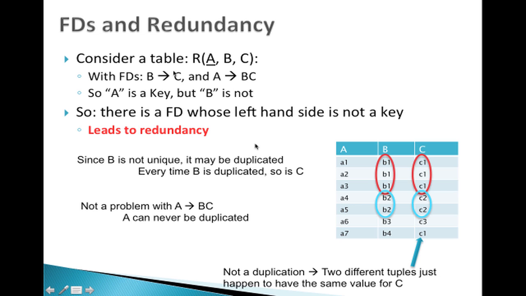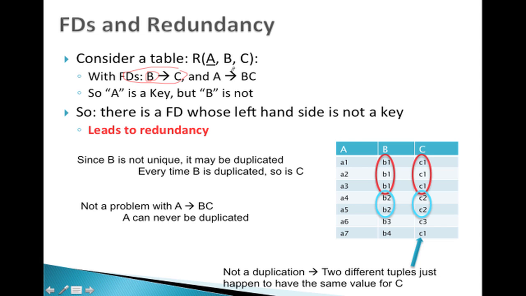So what's happening here is that there is a functional dependency, B implies C, such that its left-hand side is not a key. And that's where the problem comes. That's where the redundancy comes. So here is an example relation. We have A is unique because A is a key for this relation. B is not unique, but this relation does satisfy the functional dependencies.